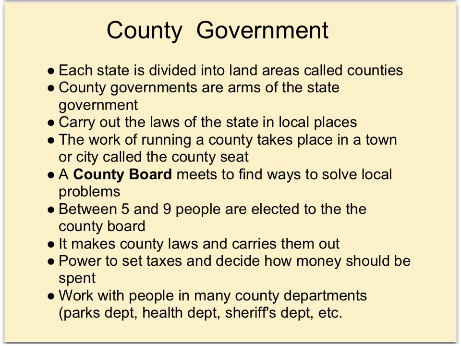County government. Each state is divided into land areas called counties. County governments are arms of the state government. They carry out the laws of the state in local places. The work of running a county takes place in a town or city called the county seat. A county board meets to find ways to solve local problems. Between 5 and 9 people are elected to the county board.